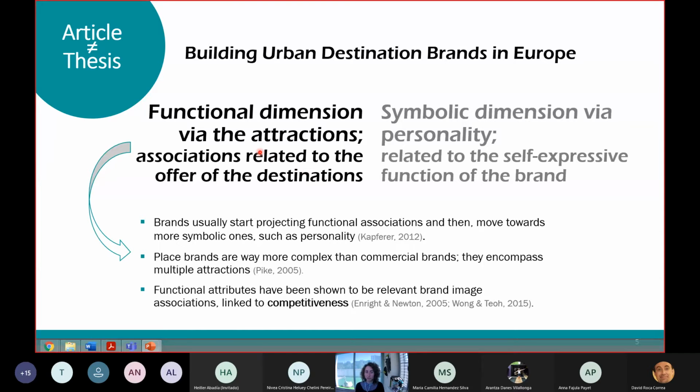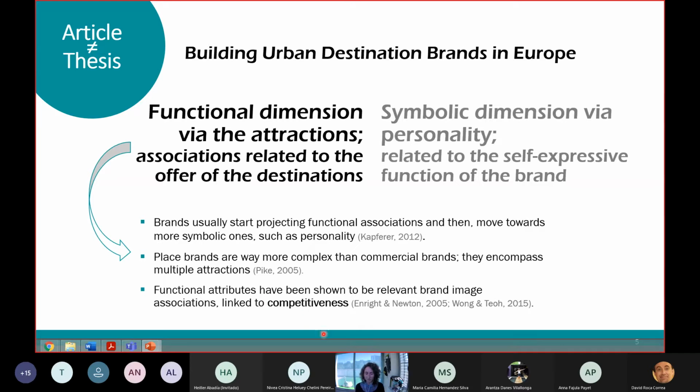So first of all, these functional associations appear to be mandatory. The third comment, actually, is that these functional attributes have been shown to be very relevant for brand image associations linked to competitiveness. And this concept of competitiveness is what triggered my paper. And the other key point is that, as I told you, place brands are more complex than any commercial brand, so the notion of attraction is not as straightforward as one would think with a commercial brand.